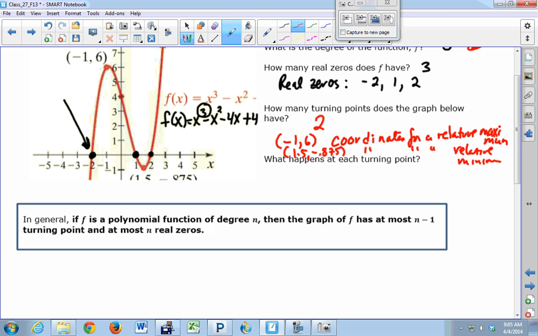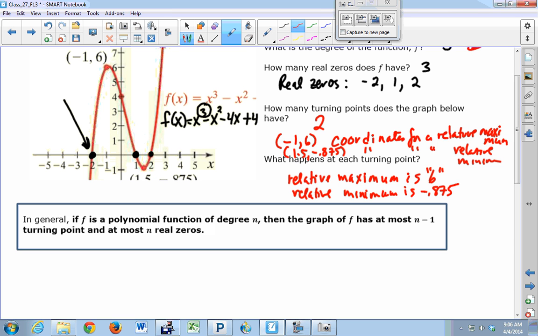If I asked you for the relative maxima and minima, I'm just looking at the output values. So the relative maximum is 6. The relative minimum is negative 0.875. I'm just interested in the output value. The reason I can't call them absolute is this thing continues to go towards the heavens, so that's not ever going to be an absolute maximum. And on the left-hand side, the left-hand end behavior goes towards negative infinity.